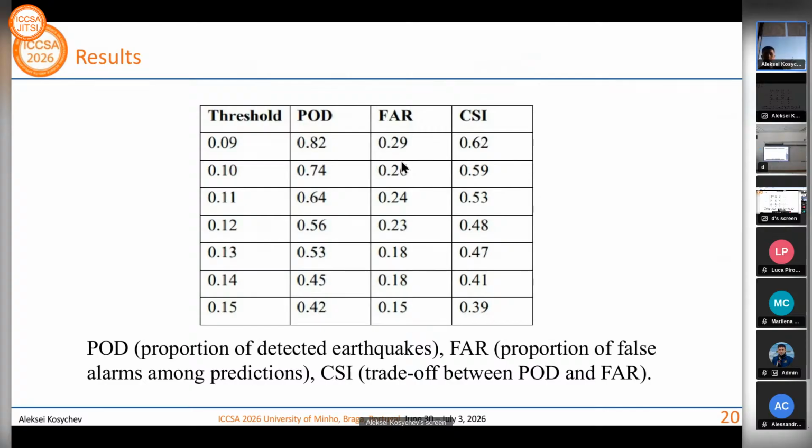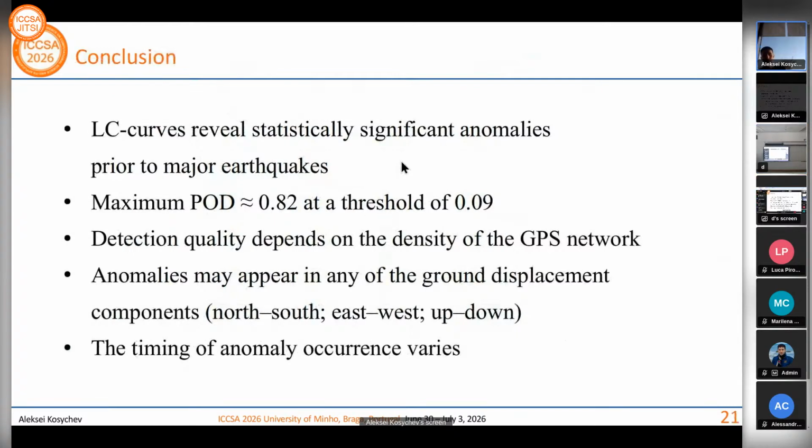And now to the conclusions. We would like to state that life cycle curves reveal statistically significant anomalies before the major earthquakes analyzed in this work. We got a maximum probability of detection of 82% at the minimum tested threshold. There are also some important insights, for example, that the detection depends on the density of the GPS network, and anomalies can appear in any of the ground displacement components. Also, the timing of anomaly occurrence varies.